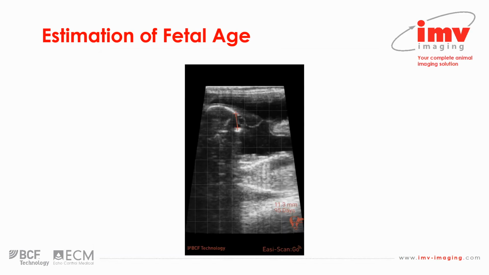And just as an example, here we have a still with the orbit visible. You can see the calipers with the red line measuring orbit diameter, and in fact just to the right of that red line you can perhaps make out an oval shape, which corresponds to the lens of the eye.